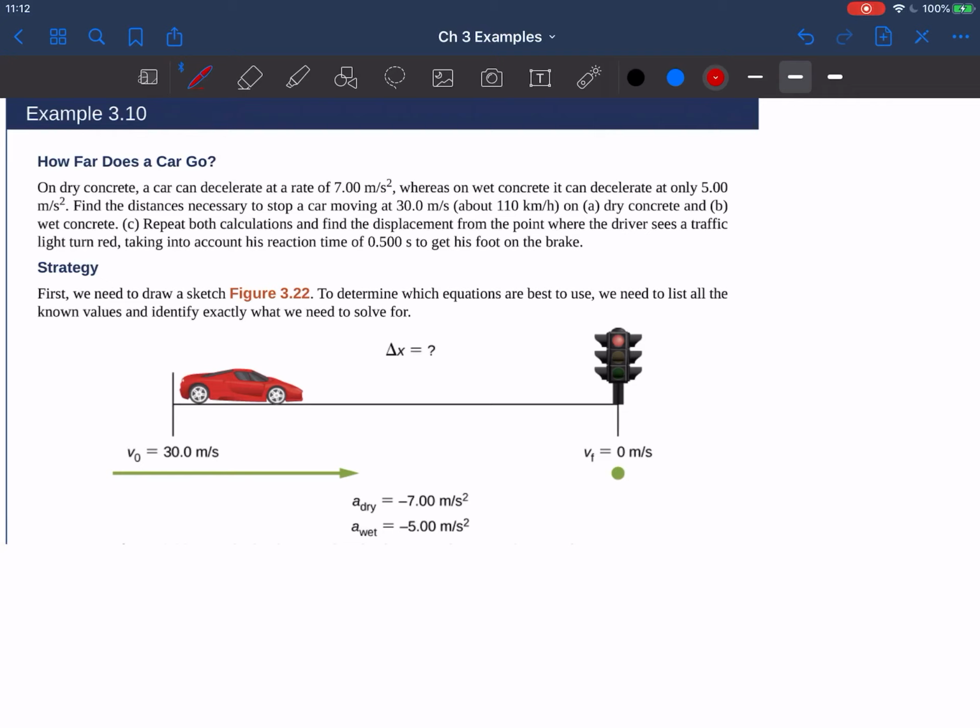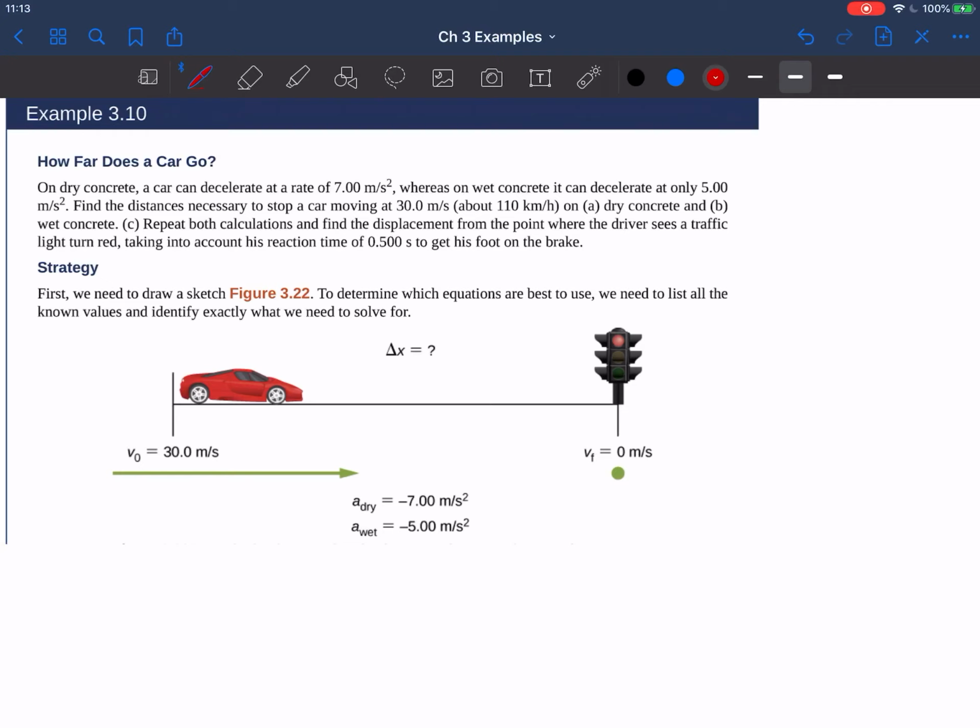Find the distances necessary to stop a car moving at 30 meters per second on dry concrete and on wet concrete. Then repeat both calculations and find the displacement from the point where the driver sees a traffic light turn red, taking into account his reaction time of 0.500 seconds to get his foot on the brake. Okay, so that's a lot. This problem has many parts, so let's break it up into separate parts.